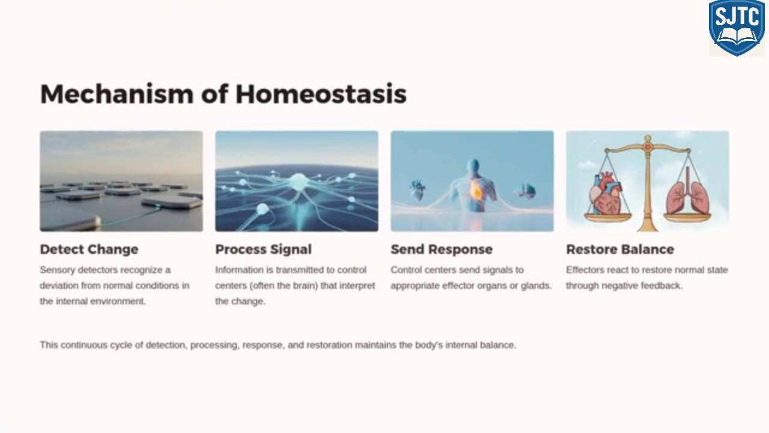Mechanism of homeostasis. Detect change. Sensory detectors recognize a deviation from normal conditions in the internal environment. Process signal. Information is transmitted to control centers, often the brain, that interpret the change. Send response. Control centers send signals to appropriate effector organs or glands. Restore balance. Effectors react to restore the normal state through negative feedback.